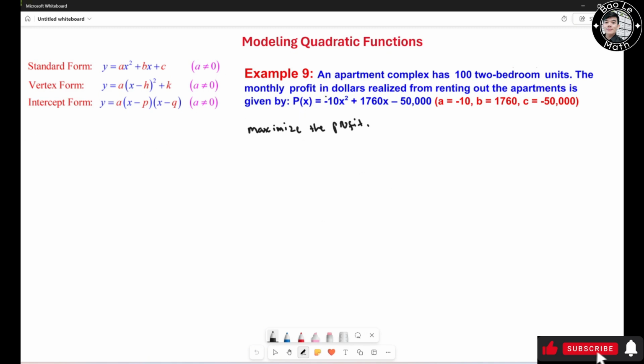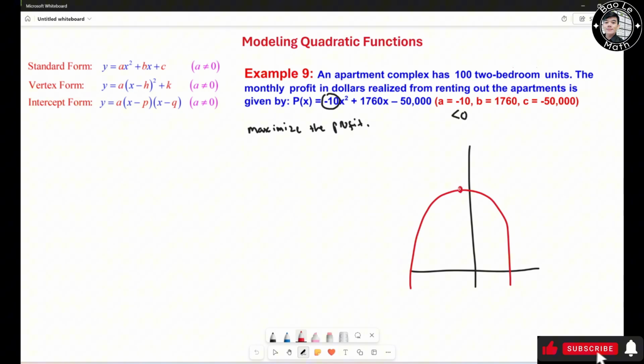Alright, so you look at the quadratic function right here. This is the standard form, right? A equals negative 10, right? So you know that A equals negative 10 less than 0. So the graph should open downwards, right? And then the maximum should be right here, right? The maximum is actually the y coordinate of the vertex, right?